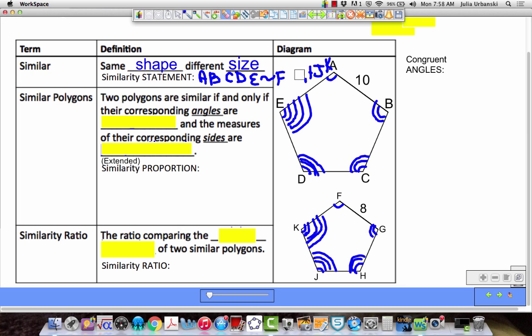Alright, so once you have that figured out, that is called the similarity statement. And on your homework, you are going to be writing a similarity statement. That's a statement of what is similar to what, using that similarity mark right there.